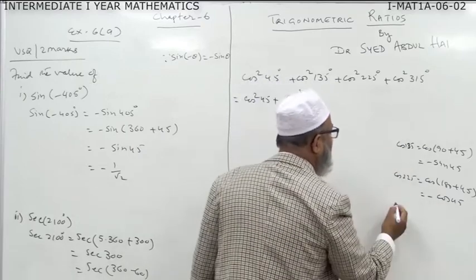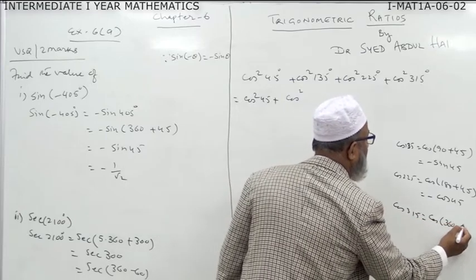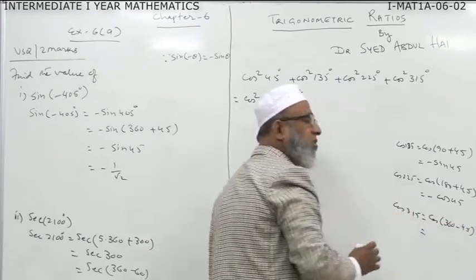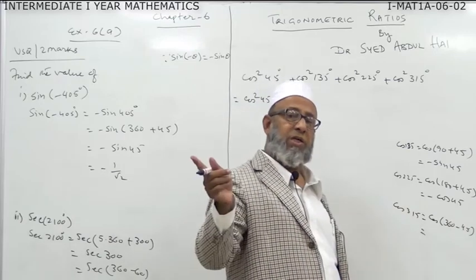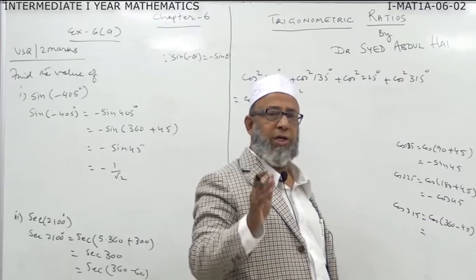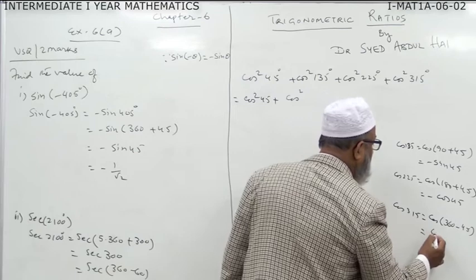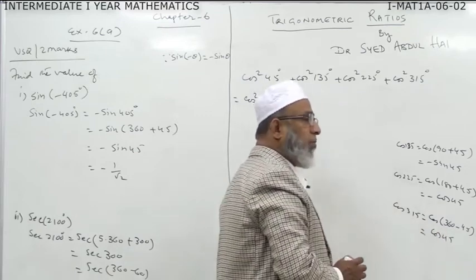Then, cos 315 is equal to cos of 360 minus 45. 360 minus theta, again it comes in the fourth quadrant. All silver tea cups, fourth quadrant. It is on the right hand side, so it remains as it is. That is cos 45 and it is positive.